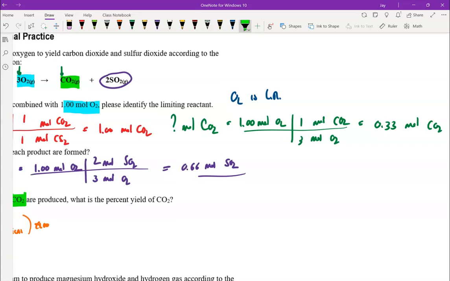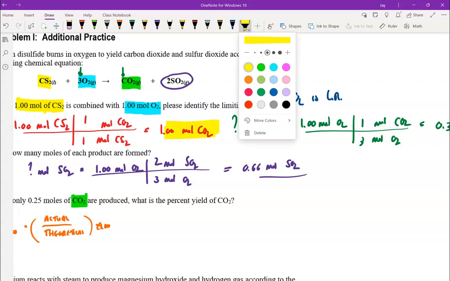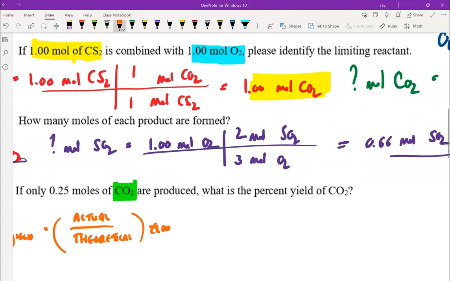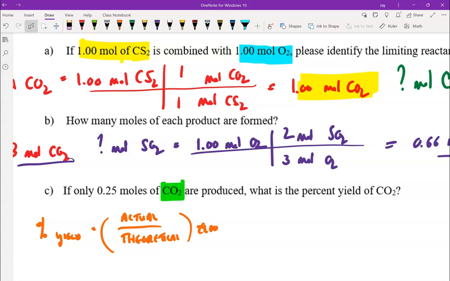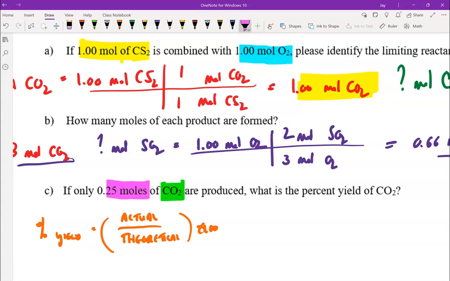We said that the CS2 allows us to make 1 mole of CO2, but that the oxygen only allows us to make 0.33 moles. This is all the problem's going to allow us to make. So this is going to be our theoretical yield. We're going to plug that right in here. And what we know is that we're only going to get 0.25 actually produced.